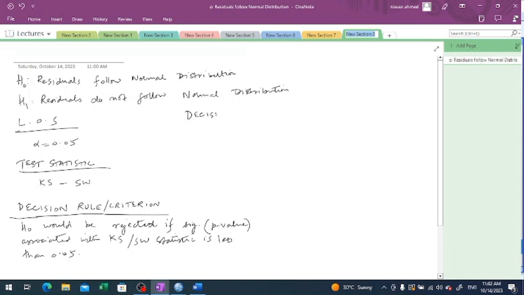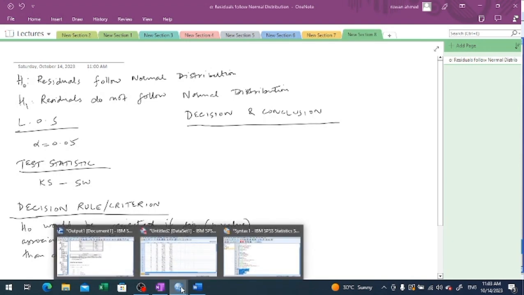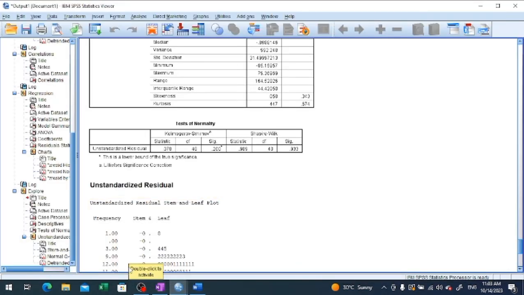Now we write down decision and conclusion, and before stating decision and conclusion we need to have a quick look on the results we are getting in the test table. So if you look at both KS related significance and the significance associated with Shapiro-Wilk, both are exceeding 0.05. Both are not less than 0.05.